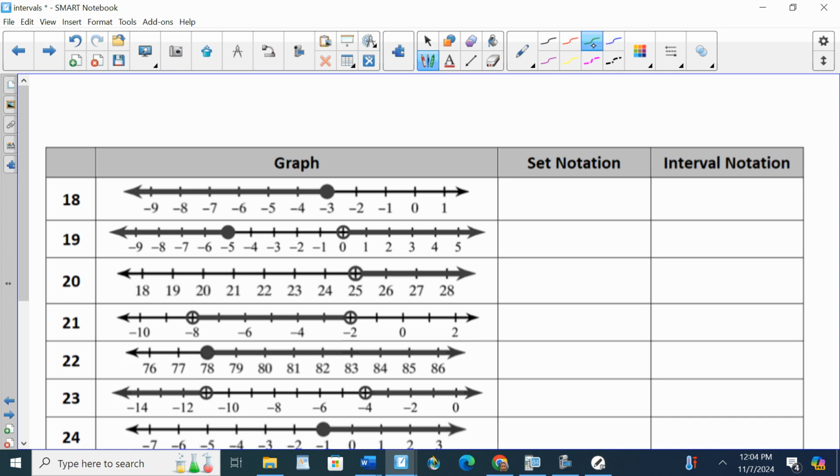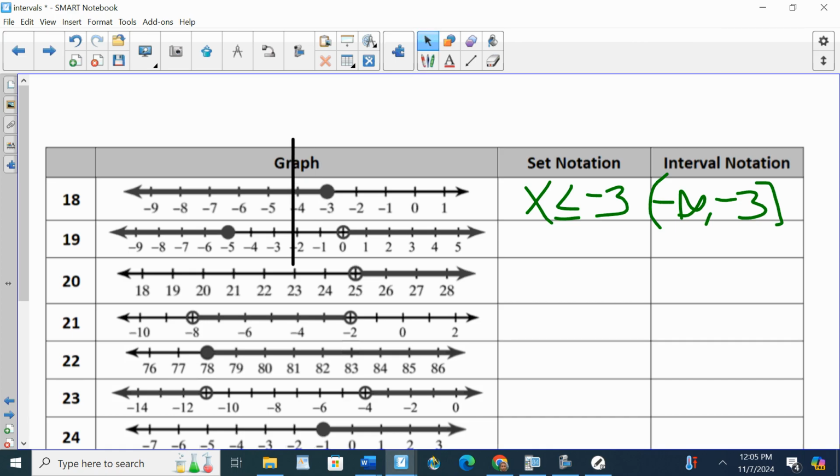Let's go interval notation first. Number 18. Do I have graph all the way to the left? Yes. So that is negative infinity, comma. I have graph, graph, graph until I get to negative 3. I have no other pieces. The negative 3 is closed, so it gets a bracket. Infinities always get parentheses. For set notation, since there's an infinity involved, x comes first. X is less than or equal to negative 3. If it's negative infinity, it'll be less than. If it's positive infinity, it'll be greater than.